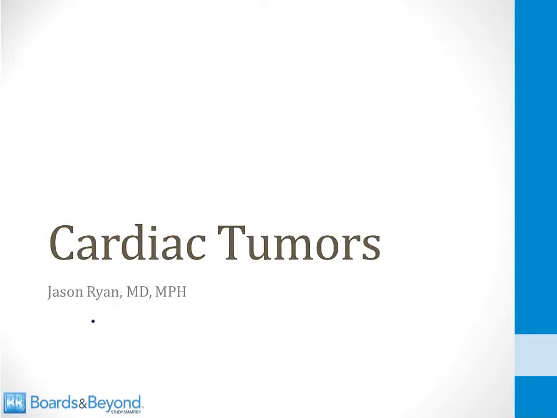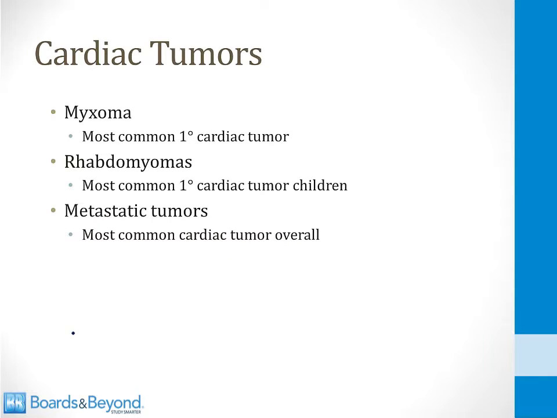On cardiac tumors. In general, tumors that involve the heart are relatively rare, especially compared to other organ systems. In this video, we'll talk about cardiac myxomas, which are the most common primary cardiac tumor. I'll also discuss rhabdomyomas, which are the most common primary cardiac tumor in children. And then finally, I just want to mention that metastatic tumors to the heart are the most common tumors in the heart overall. These usually do not cause clinical symptoms, and they're often identified post-mortem, but they do occur with greater frequency than any of the primary tumors in the heart.